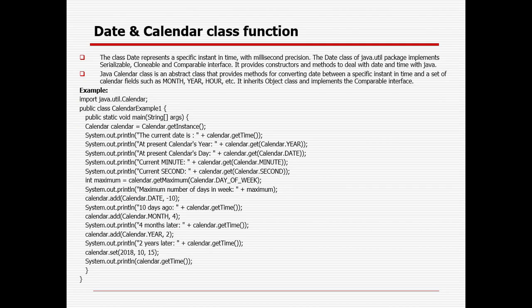The next one is the Date and Calendar class. Just like String, they are also predefined classes available in Java. In case we are using those classes, we can use all the important methods, right? The class Date represents a specific instant in time with millisecond precision. The Date class of the java.util package implements the Serializable, Cloneable, and Comparable interfaces. It provides constructor methods to deal with the date and time.